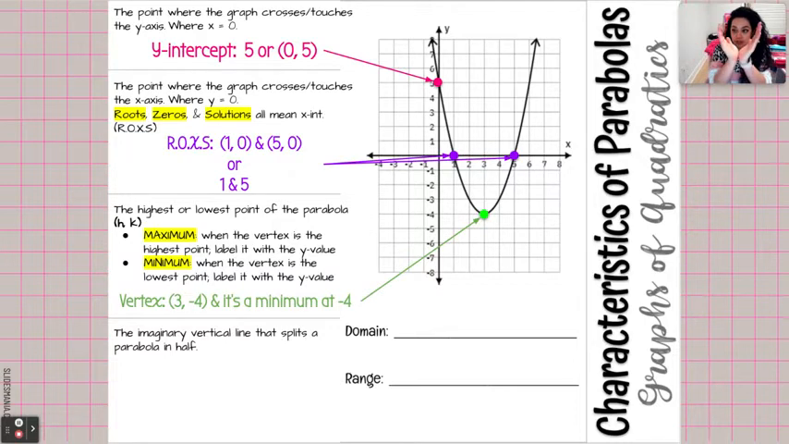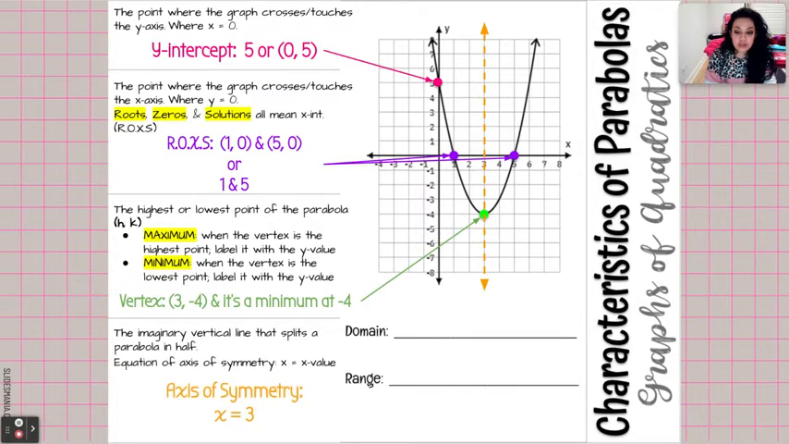So look at your U shape. Where can you take a line and cut it right in half? So for me, that would be this case right here. Notice that that line goes right through the vertex. And we write the axis of symmetry as an equation where it's x equals the x value. So in this case, my axis of symmetry is x equals 3.